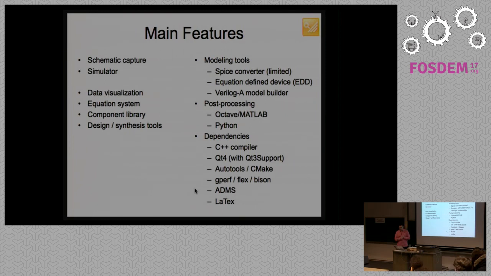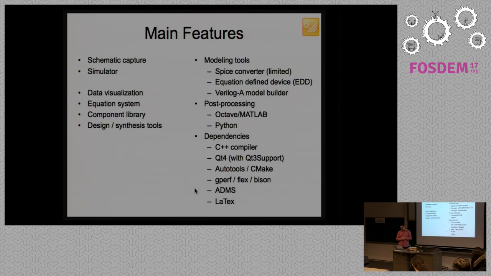And the dependencies that we have: it's C++, Qt 4. We're still struggling to remove Qt 3 from the source, but we are working on that. It builds with AutoTools and CMake, and Python for the simulator, and the parsers are also written in Flex and Bison. We depend on ADMS for the Verilog-A part, and the documentation, most of it, is written in LaTeX.